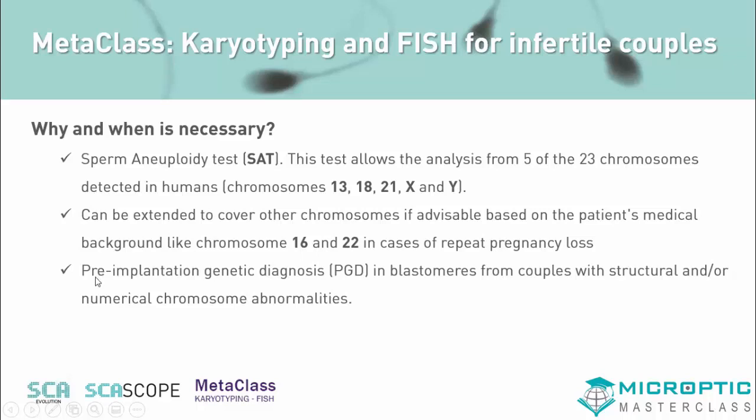And finally, the pre-implantation genetic diagnosis, the PGD, in blastomeres for couples with structural and numerical chromosome abnormalities. So if one of the two has problems in the chromosomes, then it's good to check the blastomeres to see if there are problems there.